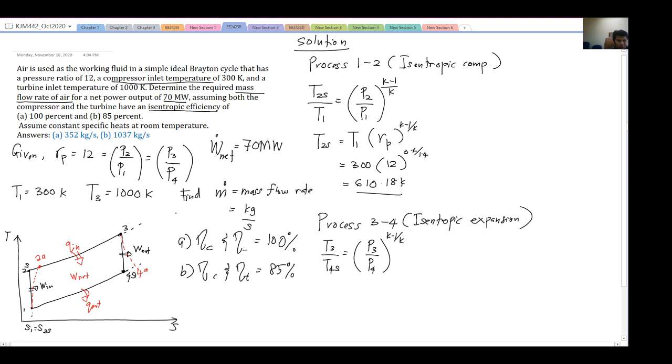So we can determine T4S equals T3 over RP to the power K minus 1 over K. T3 is 1000 Kelvin, RP is 12. So you will get T4S equal to 491.66 Kelvin. This is the temperature at point 4S, where S3 equals S4S.